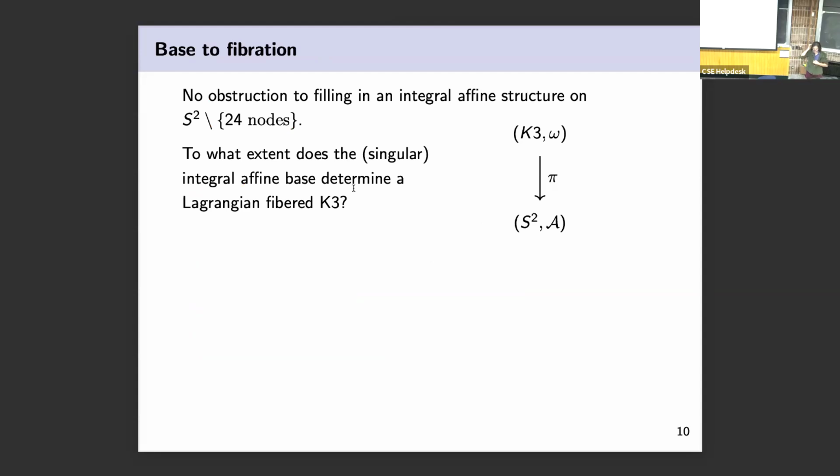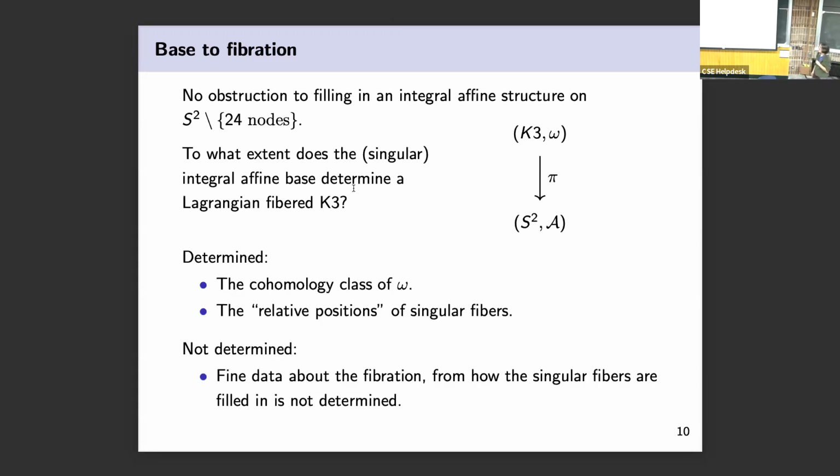And you can ask, when I do this, I'm doing it really on the complement of the nodes, but there's no obstruction to filling in the singular fiber. You can just put it in. So you do all this work on the integral affine structure on the complement of the singular fibers, on the complement of the nodes. And then you can ask yourself, if you do want to look just at the base and understand your fibration from the base, what are you learning and what are you missing?